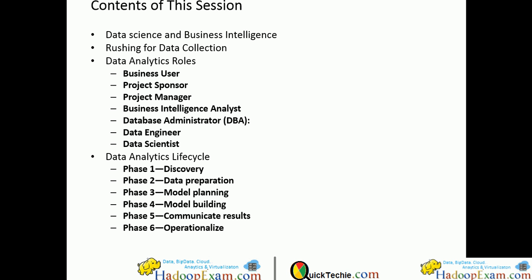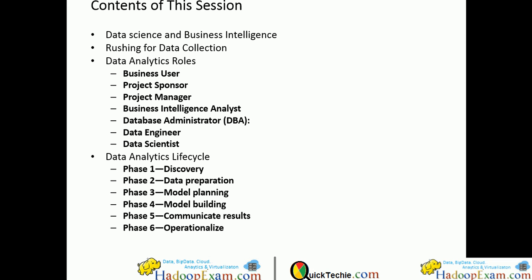In this session we are going to discuss a little bit about data science versus business intelligence, and what happens when you rush for the data for doing data science. The important part here is the data analytics rules. There are listed rules which we are going to discuss one by one, and the life cycle phases of the data science project. These are the topics which are being asked in the exam. You will find at least 8 to 10 questions minimum in the exam based on this topic.